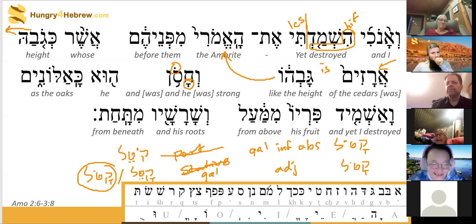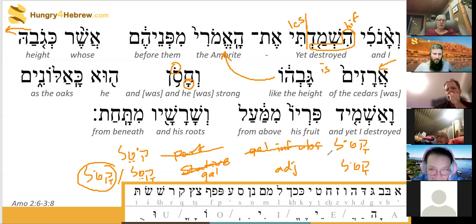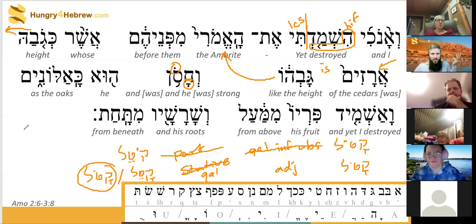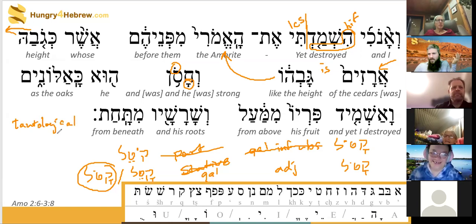Infinitive absolute? No, I think adjective. Katol. Surely he was strong. I would say that it's not an infinitive absolute. How are infinitive absolutes used in the Bible? Basically we'll go with 3 different ways. There's the tautological. What does that fancy word mean? Emphasis. Exactly, emphasis.